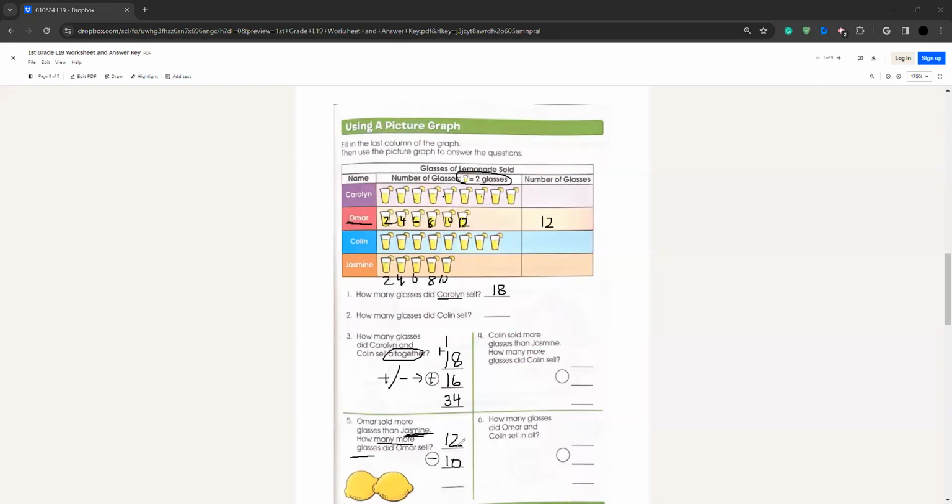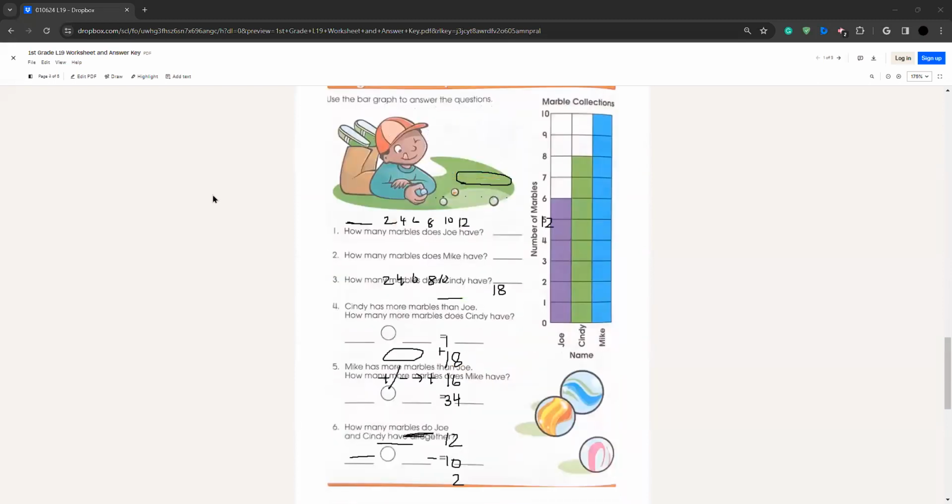Look at the ones place. 2 minus 0. That's 2. And 1 minus 1 is 0. And we just don't put 0 in the tens place. Final answer is 2. Okay. Let's go to the next page.